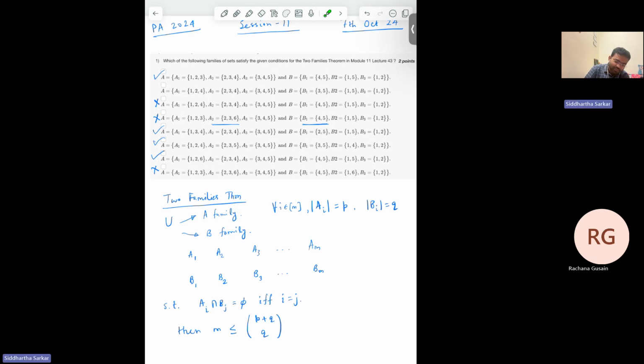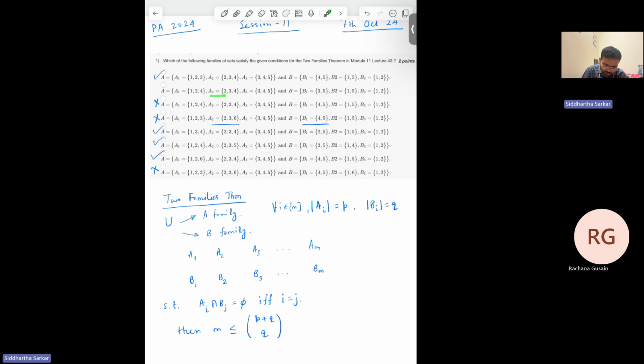For the sake of completeness, I will also compute this one. Let's look at this one again. I think we didn't do this. So A1 intersection B1 is 5. That is as per the condition. A1 intersection B2 is 1, so that is as per the condition. A1 intersection B3 is 1, 2, again non-empty.